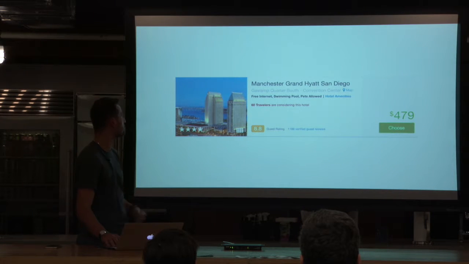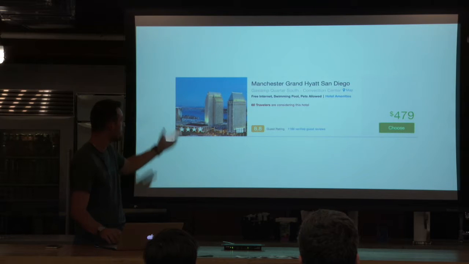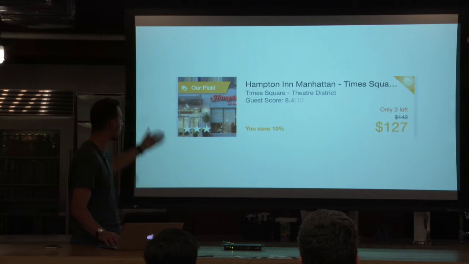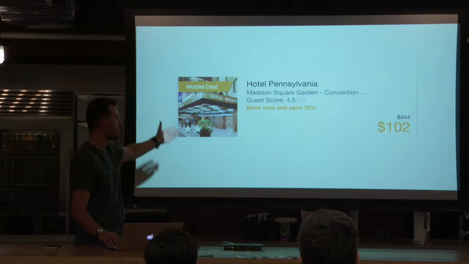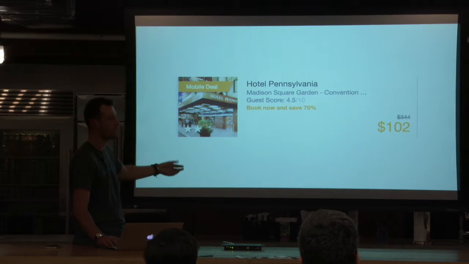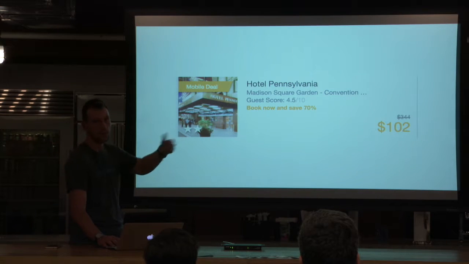This is probably the simplest format of what we consider a deal. You know what it is, you know what the price is. We have our pick. Again, a lot of this stuff's based on machine learning and different complex algorithms that kind of surfaces stuff up to the front end to either personalize or create a deal for you.